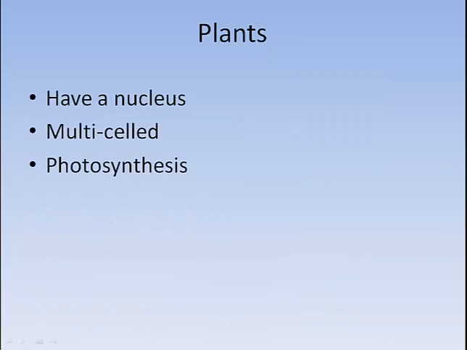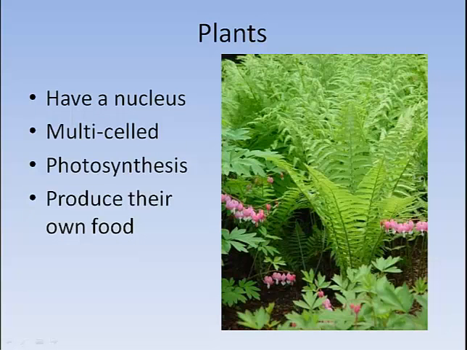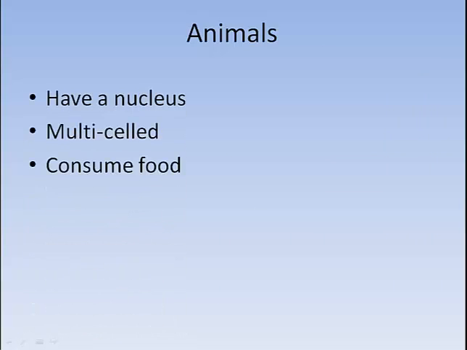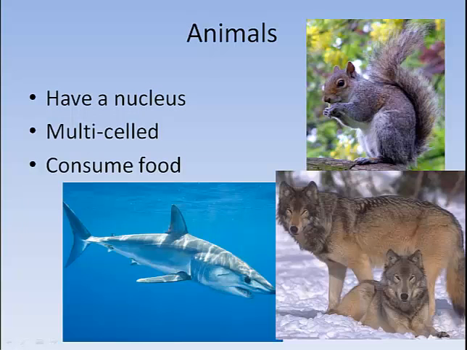Plants, their cells have a nucleus. All plants are multicelled, and they produce their own food. They're autotrophs, they're producers. They perform photosynthesis and produce their own food. And animals, our cells have a nucleus. Animals are all multicelled, and all animals are consumers. They may be primary consumers, they may be predators, they may be carnivores and be second or third level consumers, or even fourth level consumers.